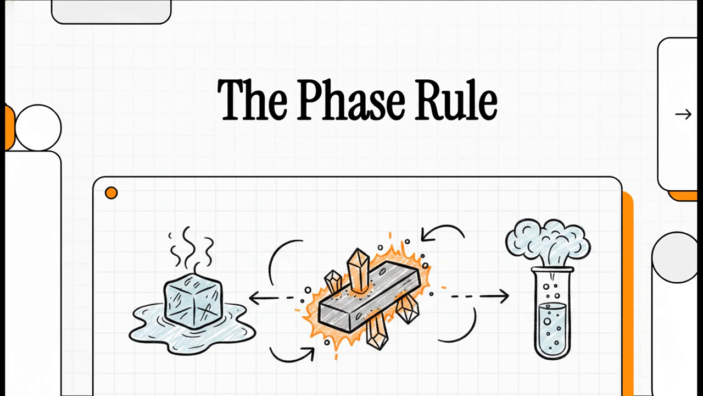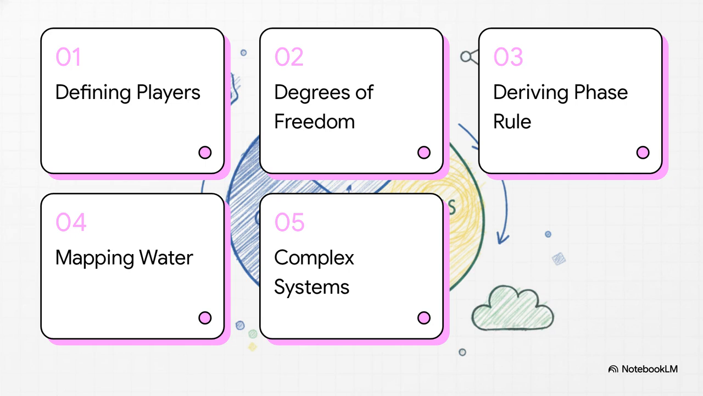So, we're going to transition from abstract math to the actual real-world maps that dictate the state of literally every material in the cosmos. Here is our game plan to decode these cosmic rules. First, we'll define the chemical players. Second, calculate the degrees of freedom. Third, we'll actually derive the phase rule. Fourth, we'll map out water's phases. And finally, look at a complex system using solid sulfur.